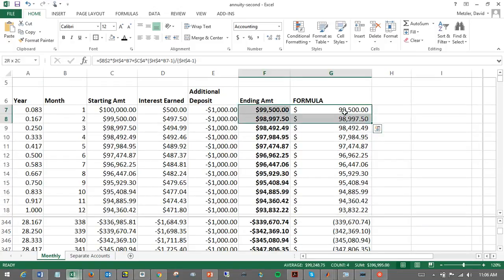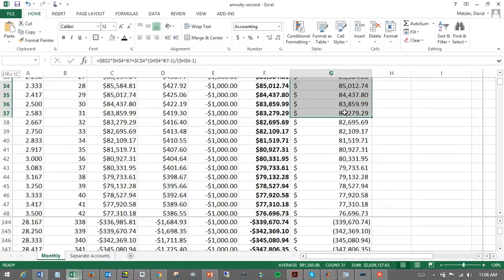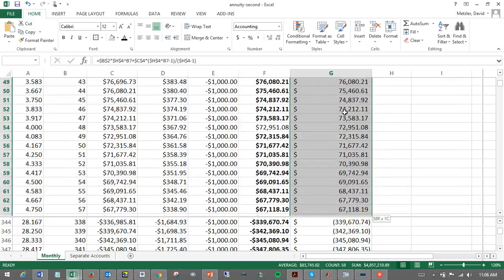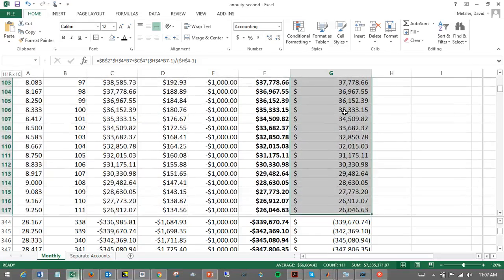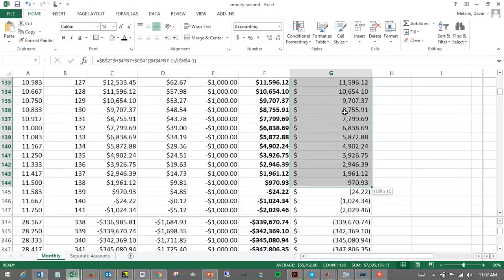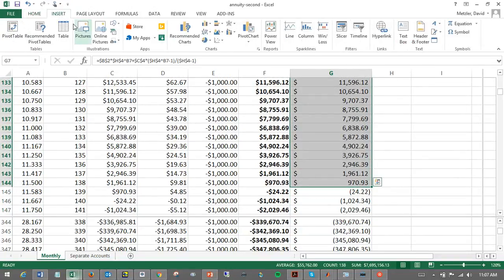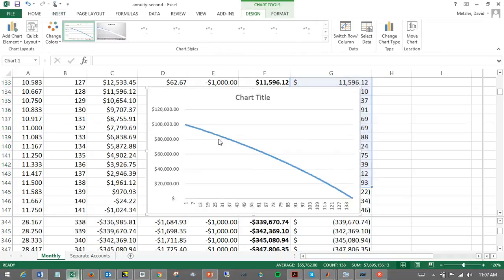Let me just do one little graph here to get an idea. We know that annuities kind of look sort of exponential, but they're not really quite exponential. What does this look like? If I just go down to where it's zero, let me just insert a line chart. Now this is going to be on a linear scale, okay?